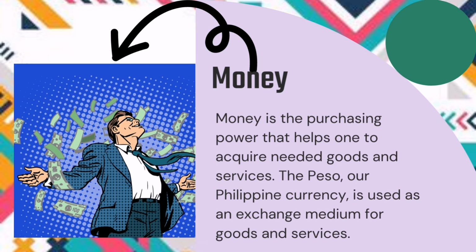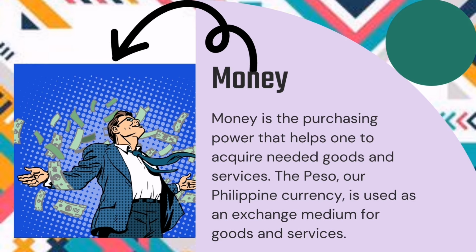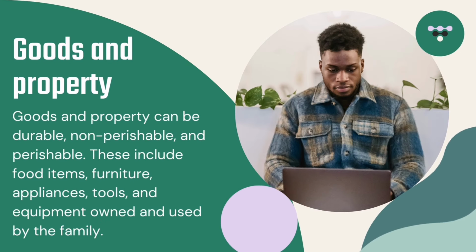2. Money is the purchasing power that helps one to acquire needed goods and services. The peso, our Philippine currency, is used as an exchange medium for goods and services. 3. Goods and property can be durable, non-perishable, and perishable. These include food items, furniture, appliances, tools, and equipment owned and used by the family.